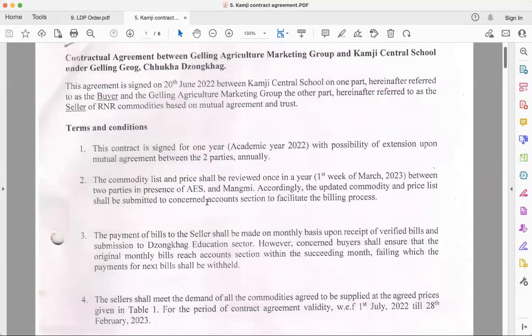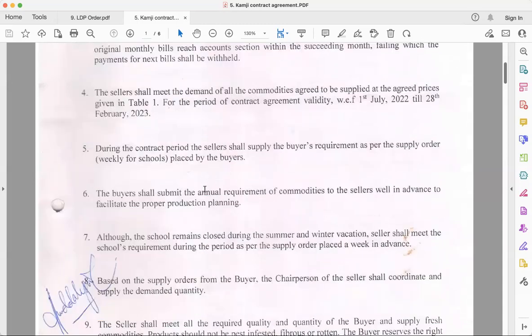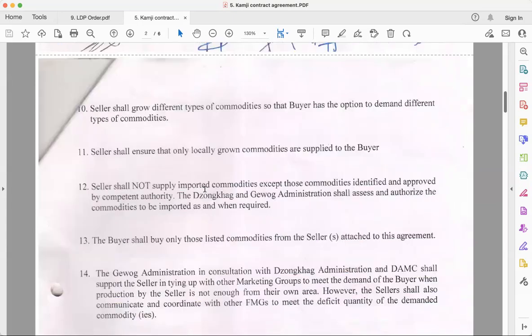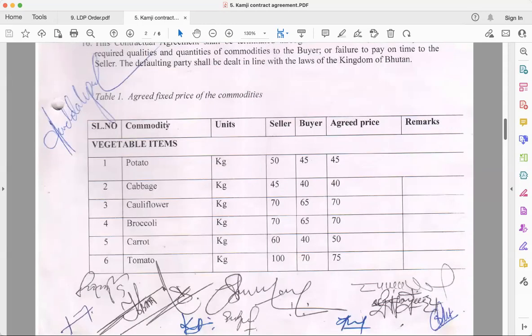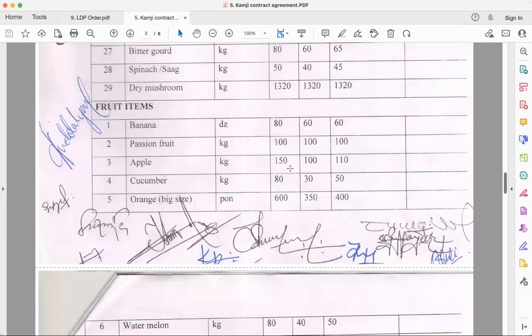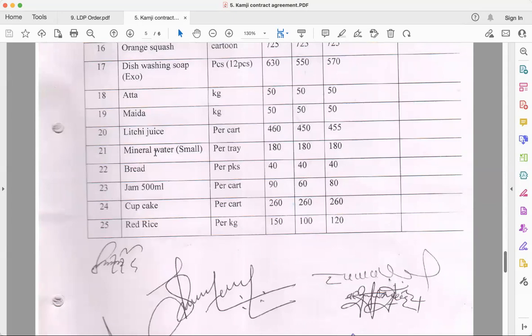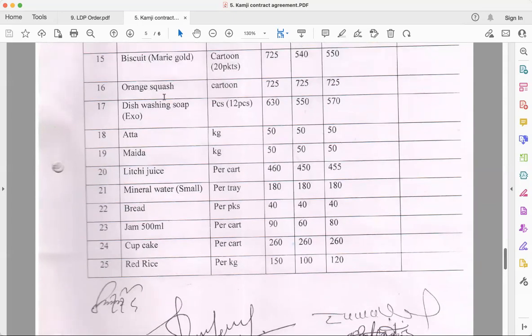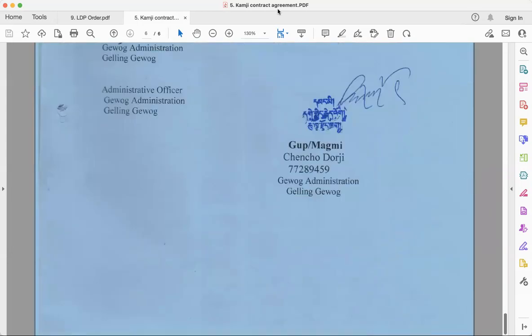This contract is signed under the clauses of the contractual agreement. What kind of clauses are put? Commodity specification reviewed once a year, payment of bills, and the seller must be present during the procurement of the supply. You should read and try to see what is there in the contract. Then comes the main one: commodity, unit, seller, buyer, agreed price. Everybody signs on this.